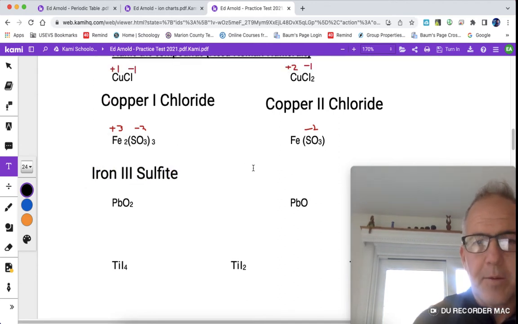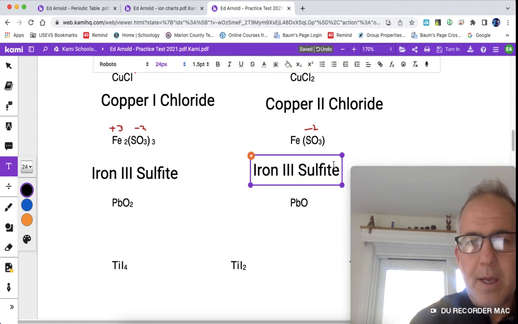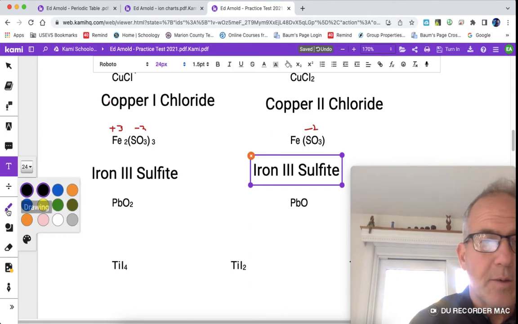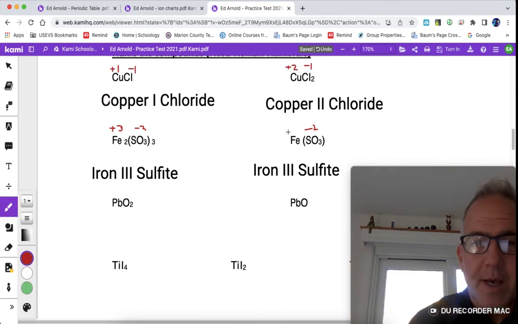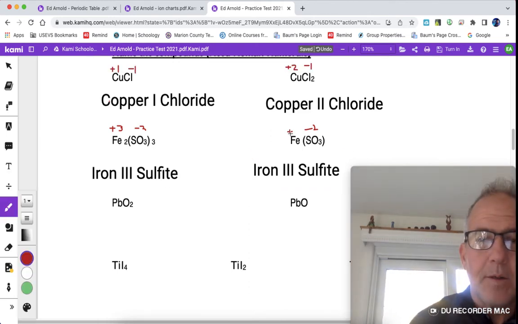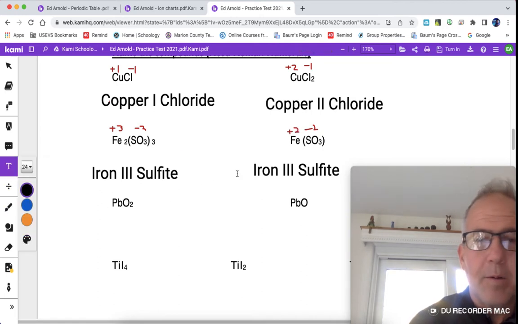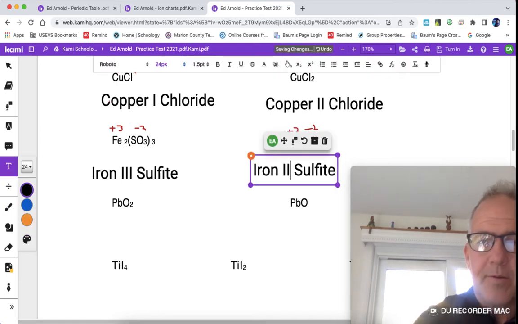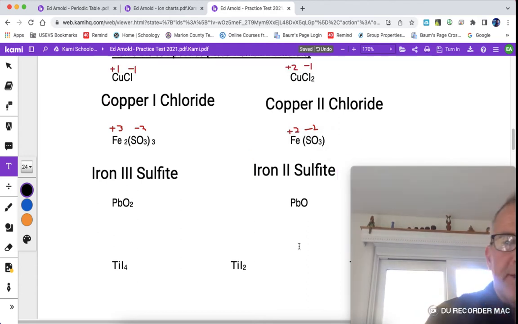Let's look at the other one. Okay, right, SO3 is -2. There's 1 of them, so the Fe has to be +2. So our compound is iron 2 sulfite. All right, does that make sense? Now they'll be like that on the test, exact same way.